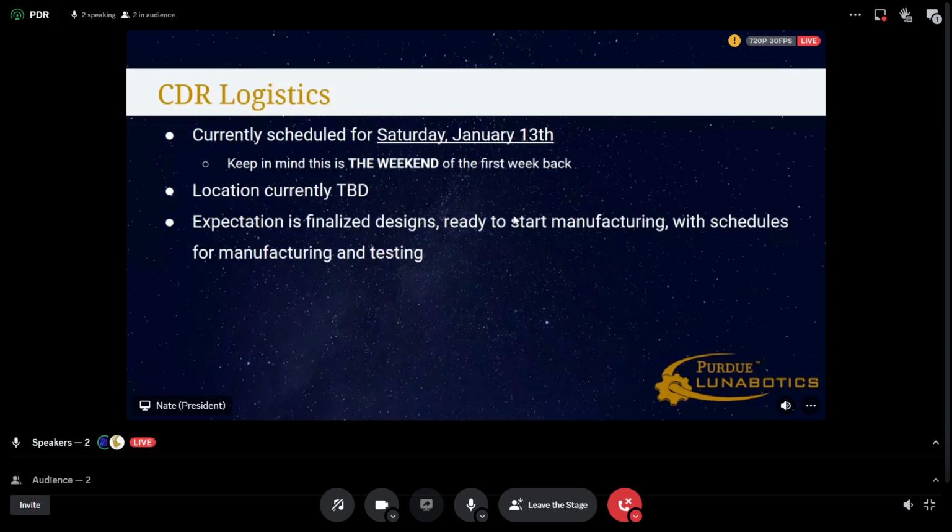It seems like a long time to get to January 13th, but keep in mind we have winter break, Thanksgiving, dead week, and finals. So it's not as much work time as you would think. This CDR is Critical Design Review. We want to have our designs finalized, be ready for manufacturing, and have schedules for manufacturing and testing our systems. For software, that's probably just testing, but everyone else, yes, manufacturing is included.